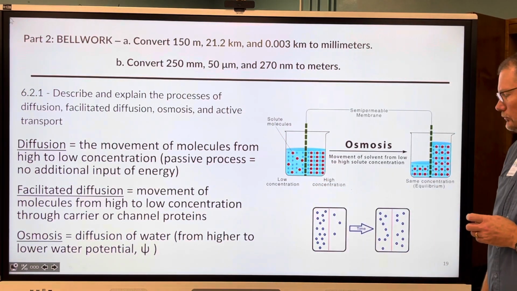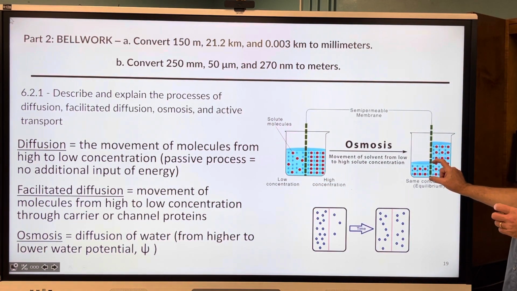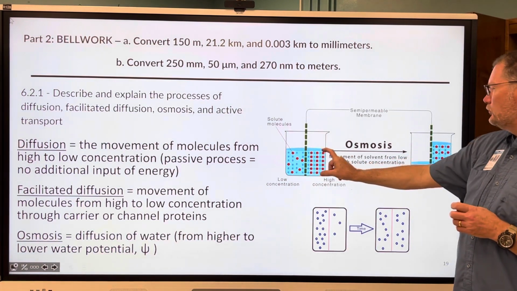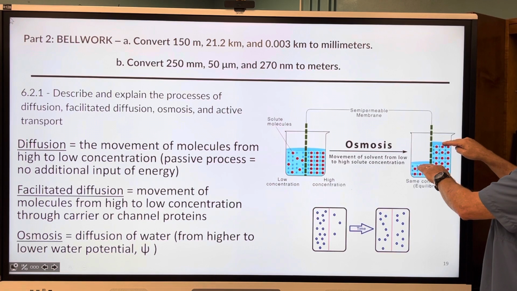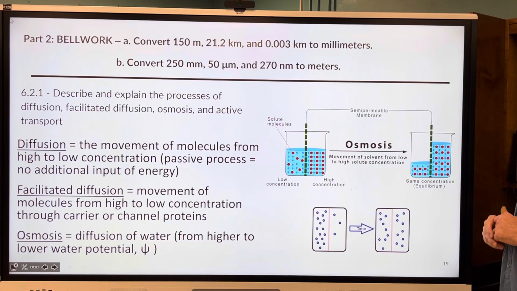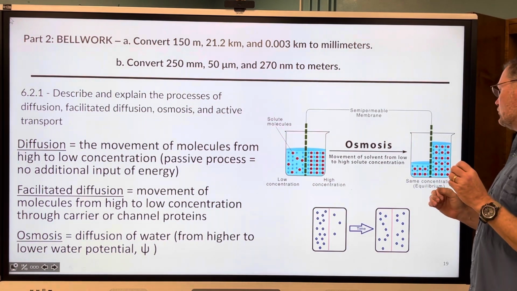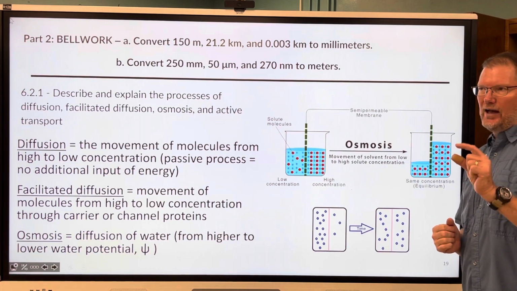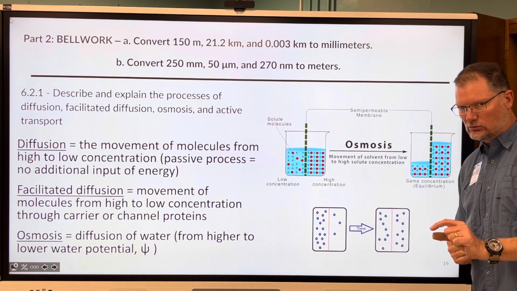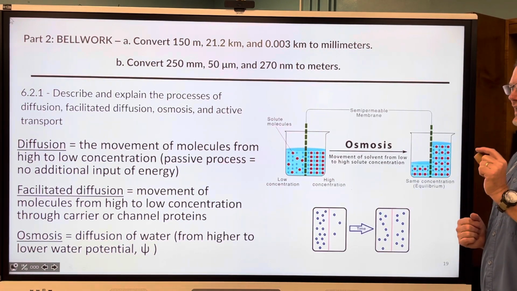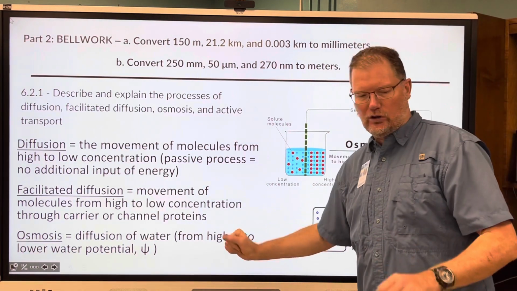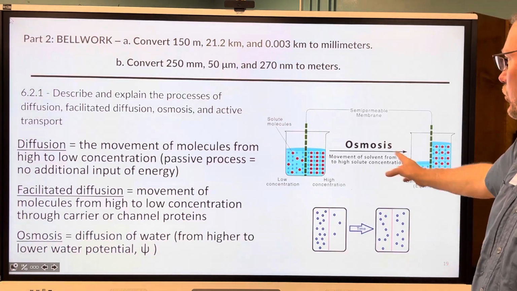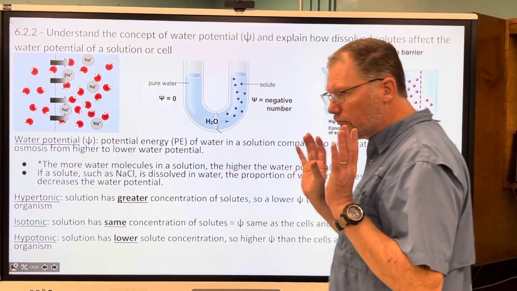Okay? From the lower to the higher, which is going to make the water levels change, but balance as well as it can that concentration. That's the goal, okay? And we're going to look at what water potential is more in a minute. That's why it could be a little confusing.